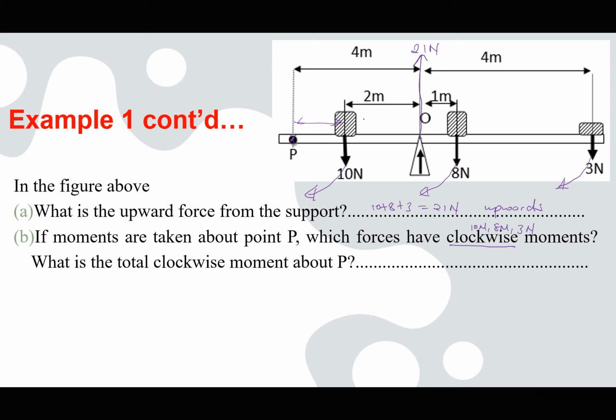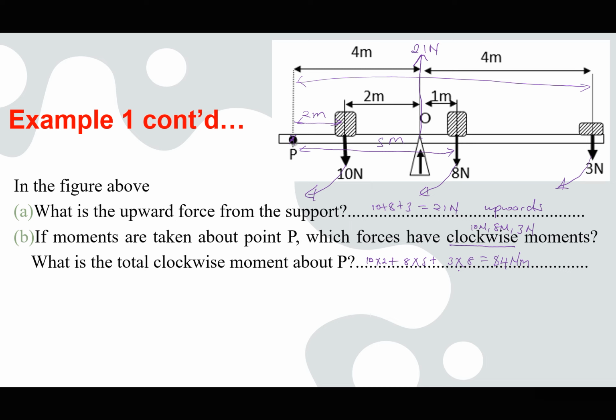So this distance is going to be 4 meters minus 2, which is 2 meters. Then this perpendicular distance here is going to be 4 plus 1, which is 5 meters. And then the other perpendicular distance is 8 meters. So it is going to be 10 newtons times 2 plus 8 newtons times 5 plus 3 newtons times 8. The total is 20 plus 40 plus 24, which I think is 84, I think. Eight times three, that is 24 plus 20, that is 44 plus 40, that is 84 newton meters. So that is the total clockwise moment about P.